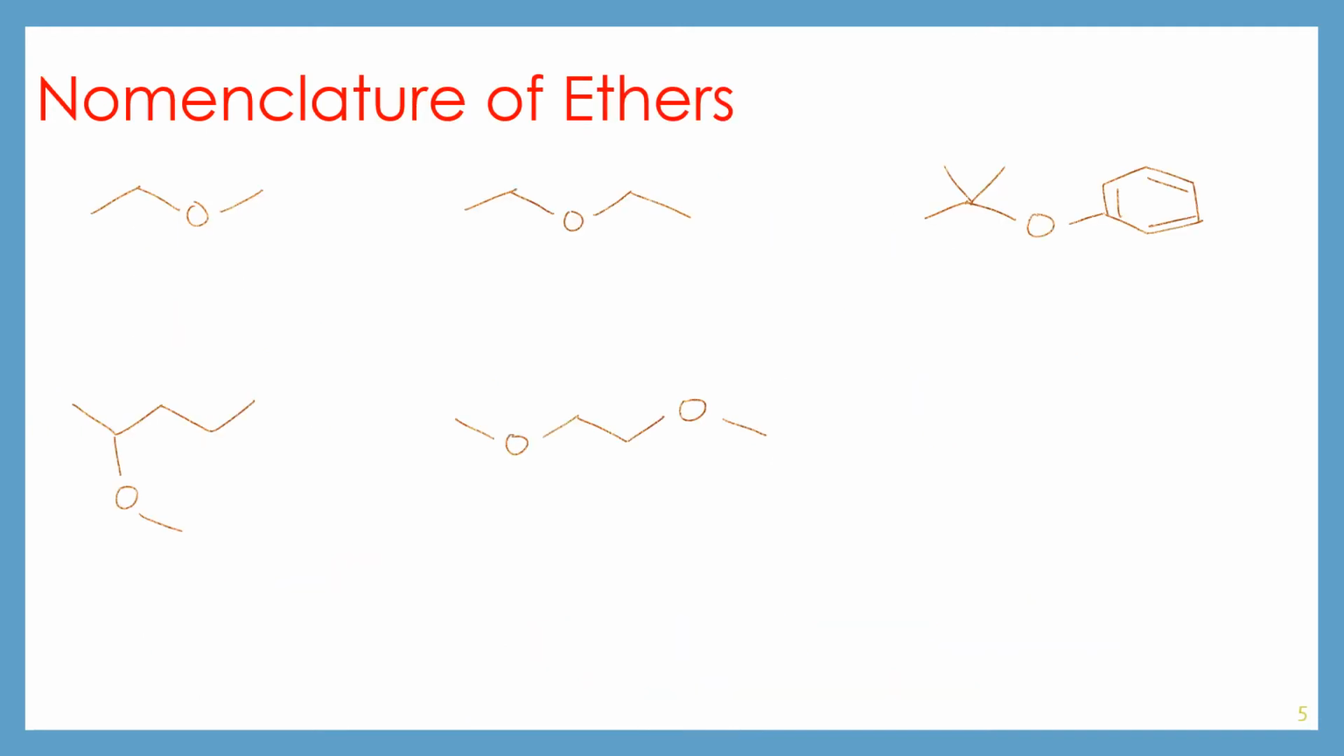Okay, let's talk about nomenclature of ethers. So ethers also have an IUPAC and a common process. So the IUPAC format is that it is an alkoxy alkane. So we view the smaller portion of the ether as an alkoxy substituent on the larger alkane.